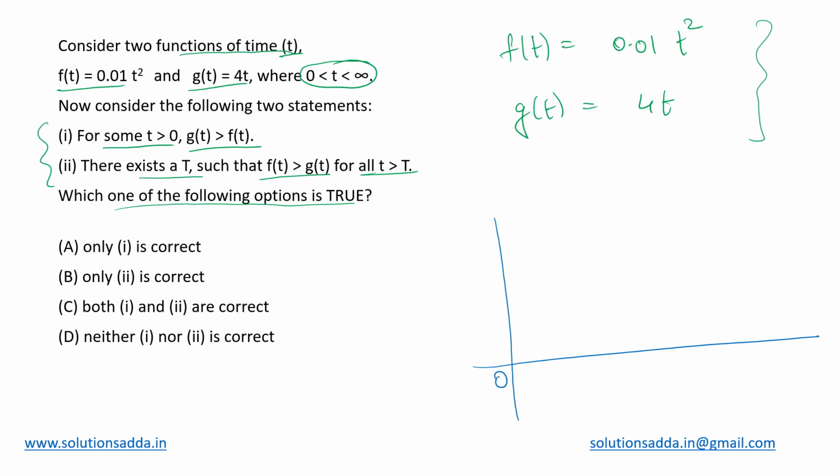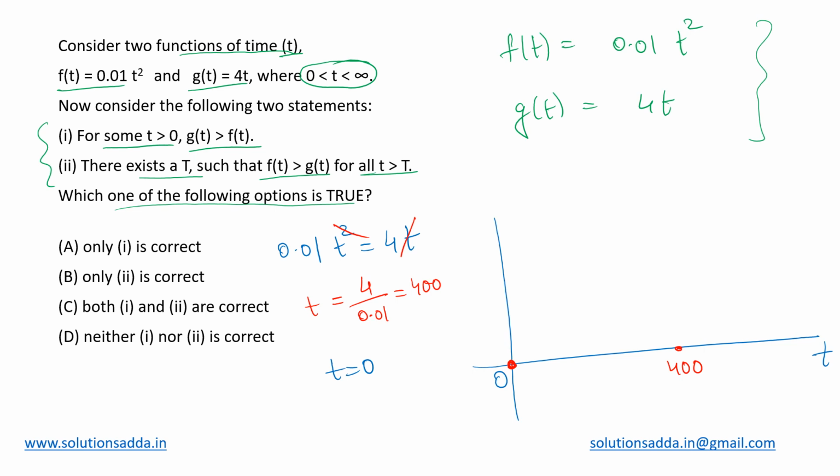So this is 0, the time. Let us see if there is any value at which both of them will intersect each other. For that we'll just solve 0.01 t squared equal to 4t. One solution we get is t equal to 0, because obviously at time 0 both of them are at 0. Another solution, by cancelling out t, is 0.01 t equal to 4, which means t equal to 4 upon 0.01, that is nothing but 400. So this 400 is another point at which both of them will have the same value.